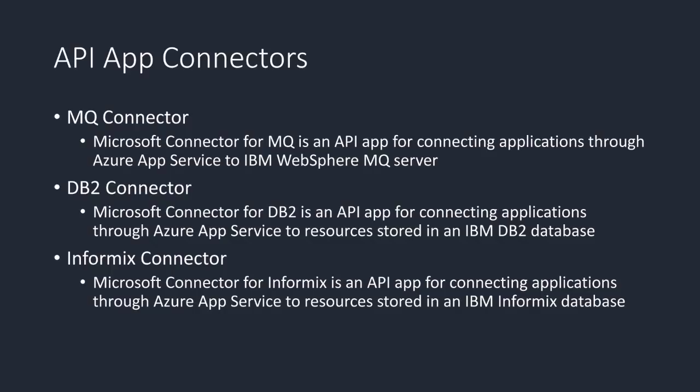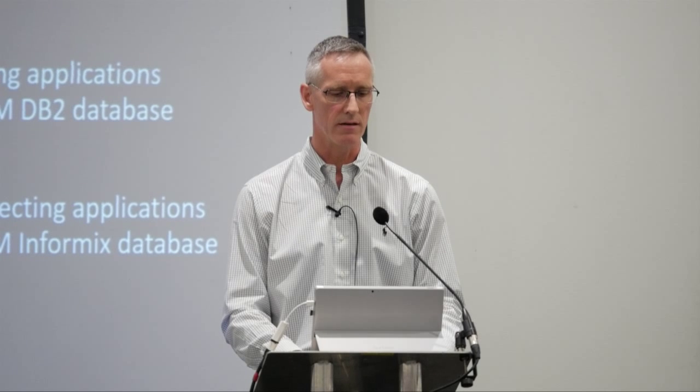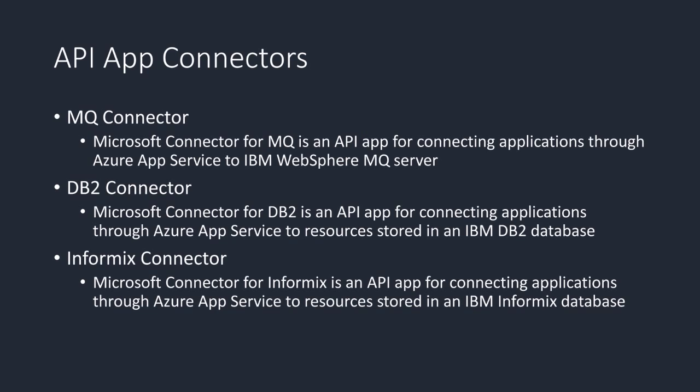For connecting to IBM systems, we've developed three API app, what we call connectors. And we call these connectors because they connect systems together. They connect Azure web applications, logic apps, mobile apps, API apps, to existing systems. And we focused, we think, on at least two of the top connectors. And another one in here you may not think is popular, but it comes along with the other ones. We're going to do an MQ connector, DB2 connector, and Informix connector.